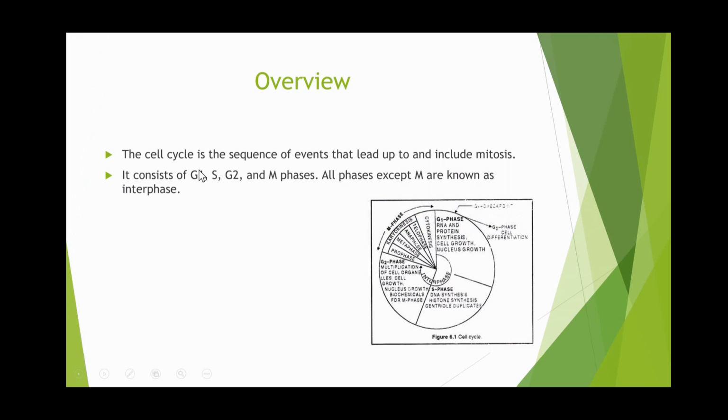So what is the cell cycle? The cell cycle is essentially the sequence of events that lead up to and include mitosis. As you can see here in figure 6.1, we have a diagram of the cell cycle. It consists mainly of the G1, the S, the G2, and the M phases. You might have heard the term interphase when talking about mitosis. Interphase refers to the G1, the S, and the G2 phase.